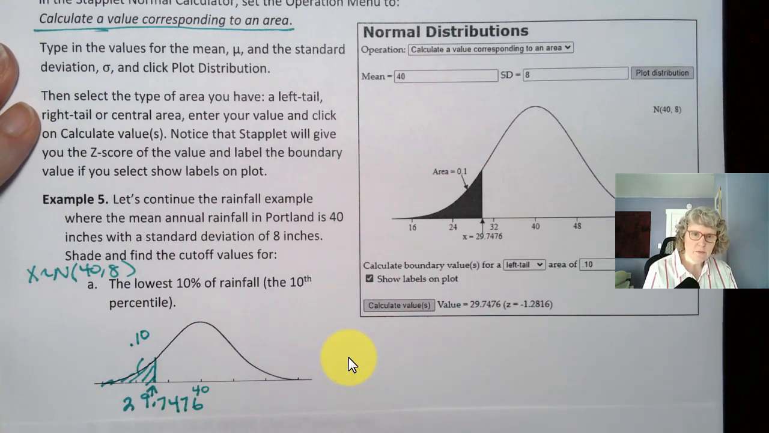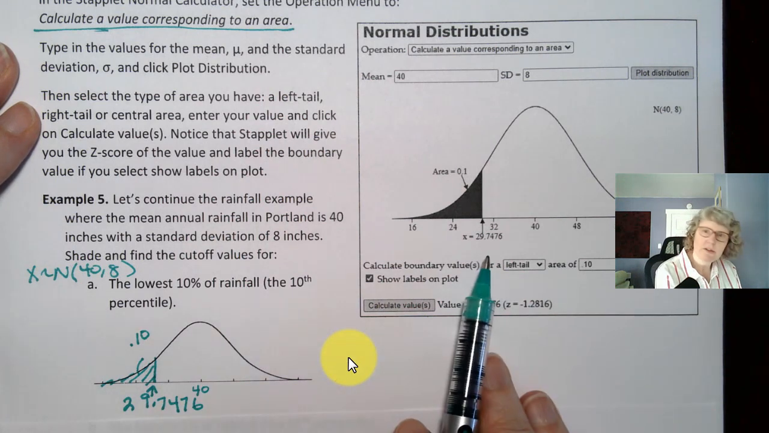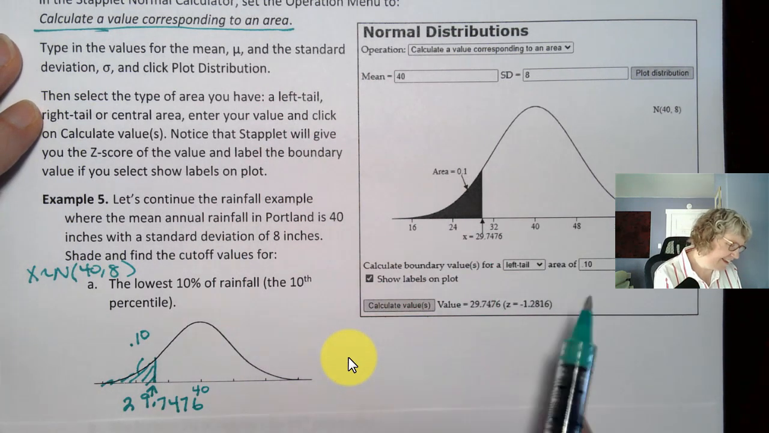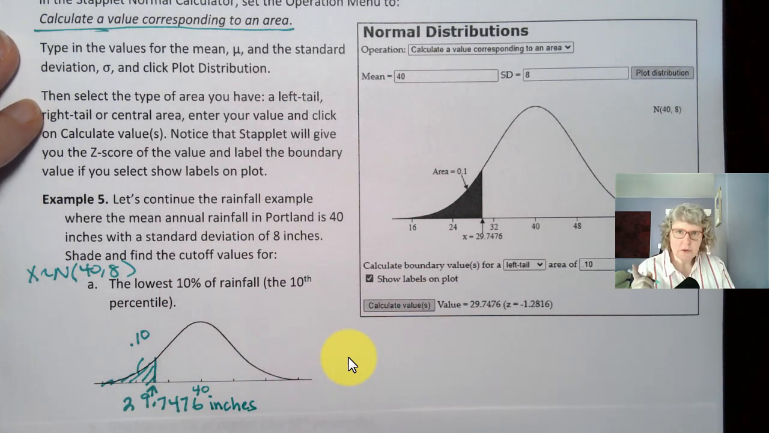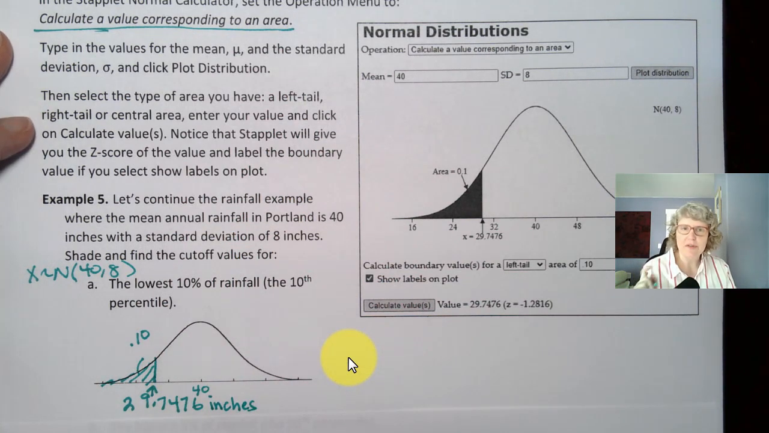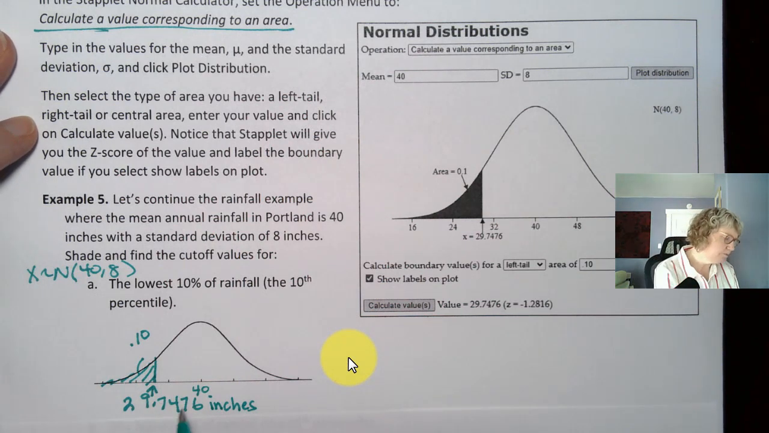Okay, so here's what I wrote. I put the 29.7476 inches, and I've actually got a screenshot for you right here. The thing about cutoff scores is their values, right? So we always want to have the units on there. That's the value that separates the lowest 10% of rainfall. So the driest 10% of years for rainfall had 29.7, you could probably just round it to 29.7 inches.